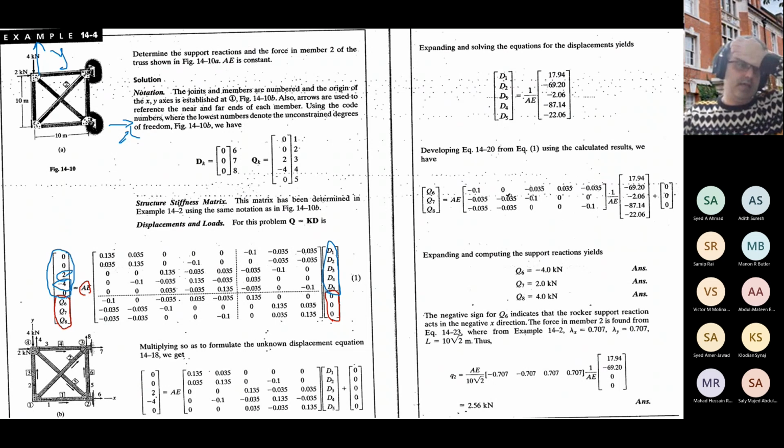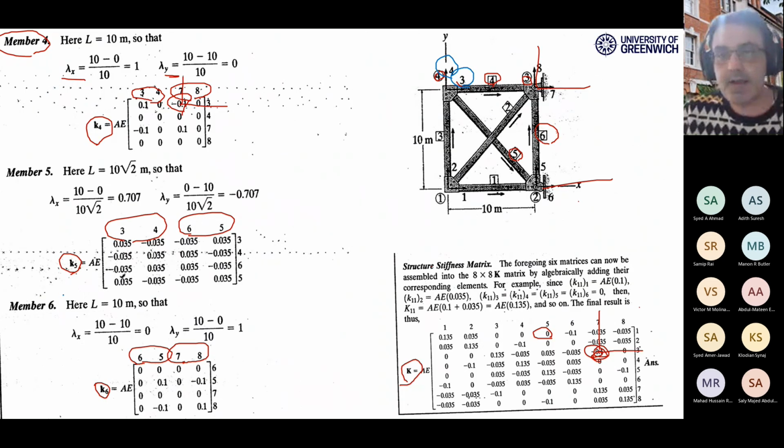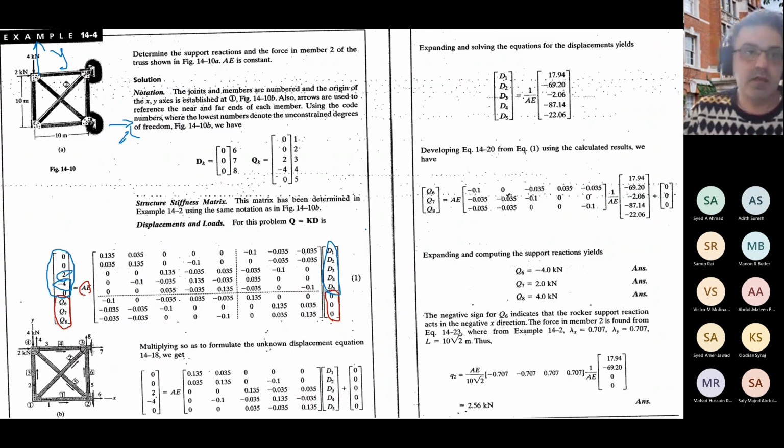And the fifth number is 0 because the fifth degree of freedom is here. We don't have any forces there. We could have, for example, if you had some forces here, you would put it in the fifth place here. But for now, we don't have any.